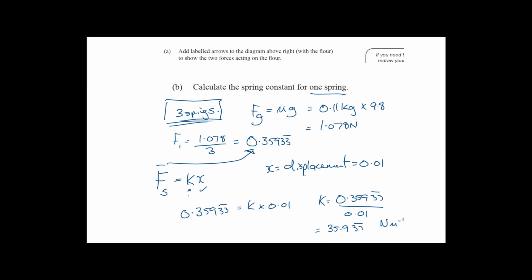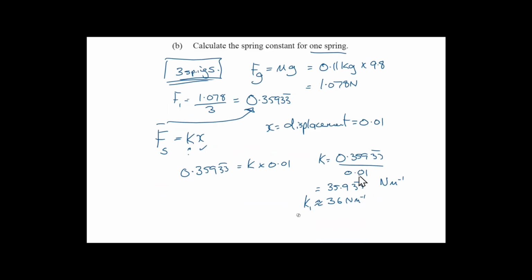And we want two significant figures, so we're going to say that's approximately 36 Newton per meter. And we're done. So the k on one spring is going to be 36 Newton per meter. Maybe if you couldn't see it, we divided that by that, we got that, and then we rounded that to two significant figures. Maybe put that in brackets.